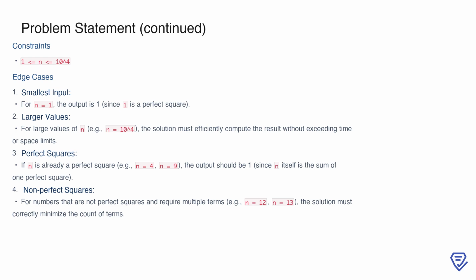Additionally, if n happens to be a perfect square itself, such as n equals 4 or n equals 9, the output should be 1 since the number can be represented by a single term. Finally, for non-perfect square numbers, like 12 or 13, the solution must correctly determine the minimum number of terms required. This ensures accuracy across all possible cases, from the smallest to the largest values of n.